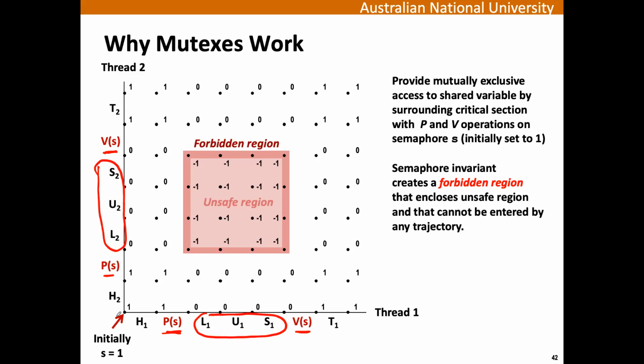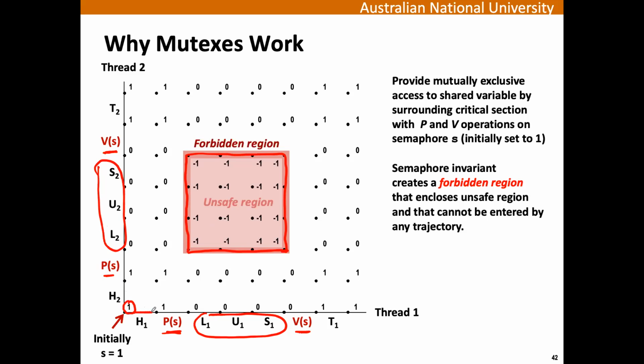And once again, this is the unsafe region because this is the critical section. This is one thread executing the critical section. This is the other thread executing the critical section. And the intersection is the unsafe region. If we enter the unsafe region, something will go wrong. We don't want to interleave the instructions. So initially, the semaphore is 1.